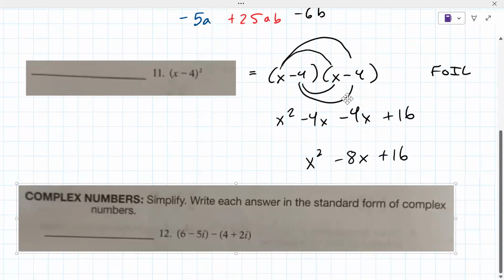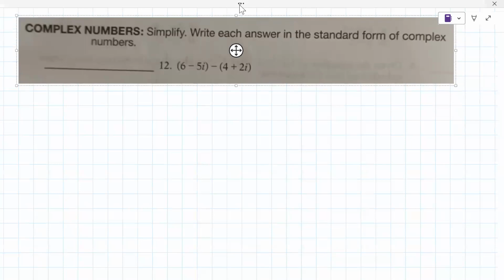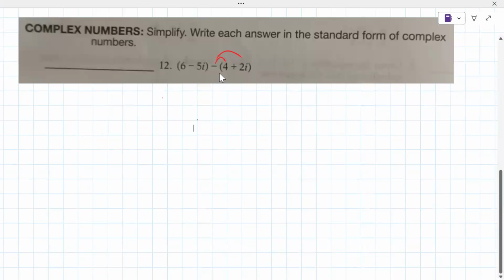Are you good, Josh, or do you want us to? I'm ready to go. All right. So this is kind of like the first problem we did. We have to distribute that negative into both. Can you tell me what it becomes when you, on the right there, distribute that negative in?